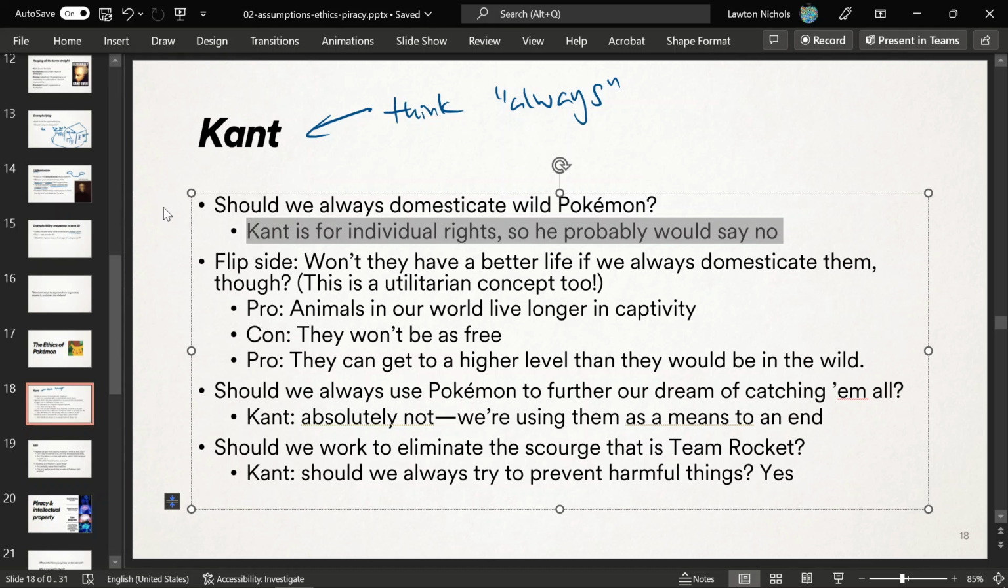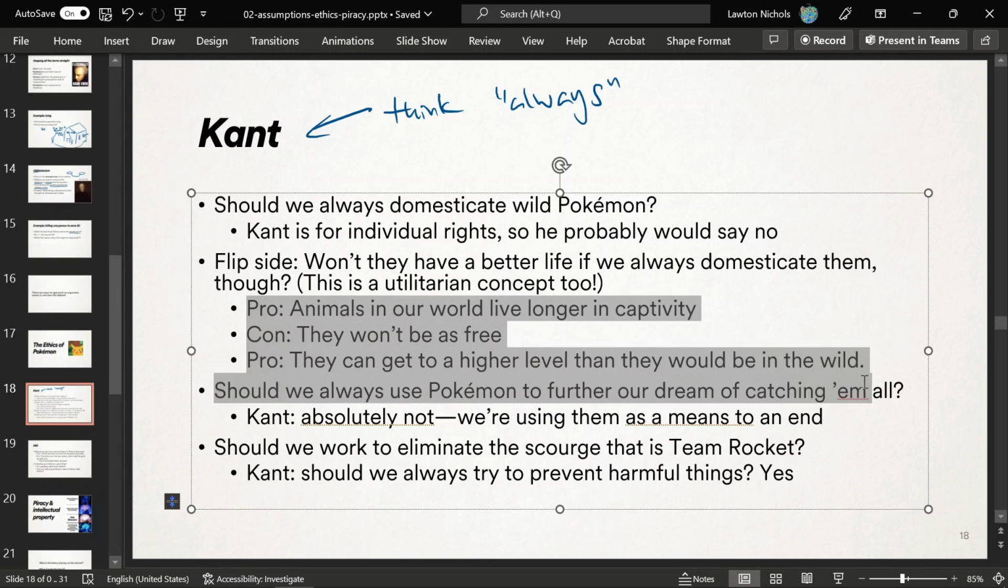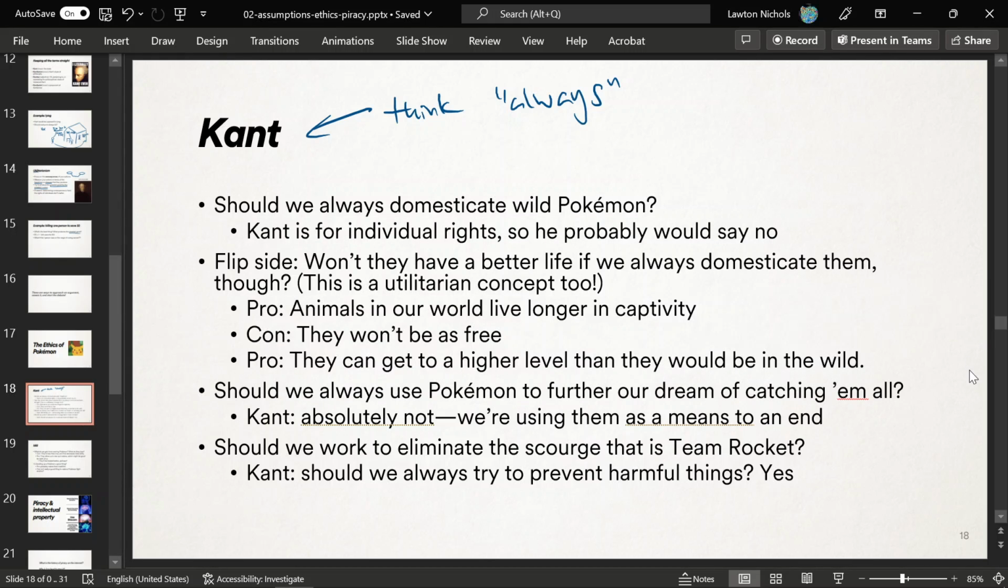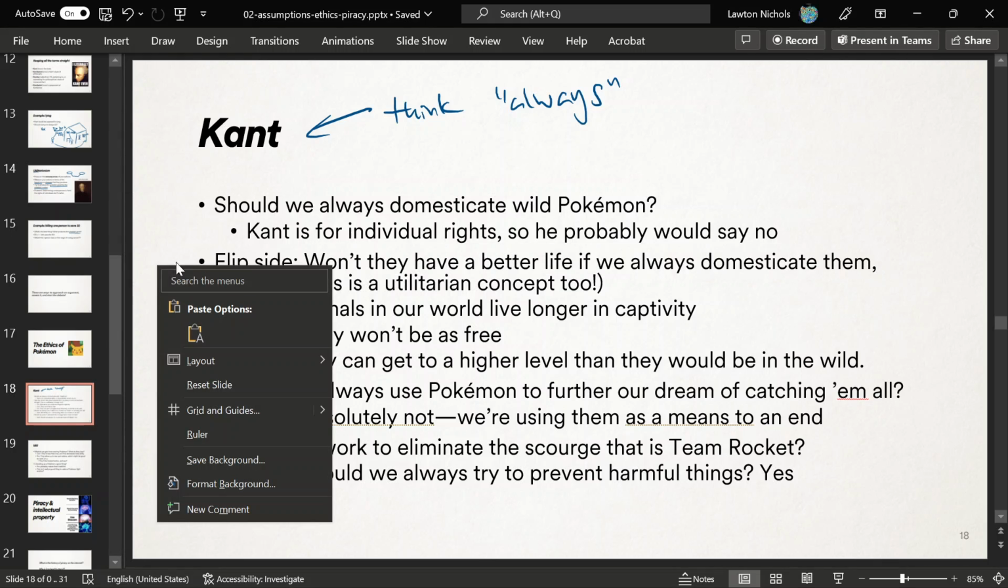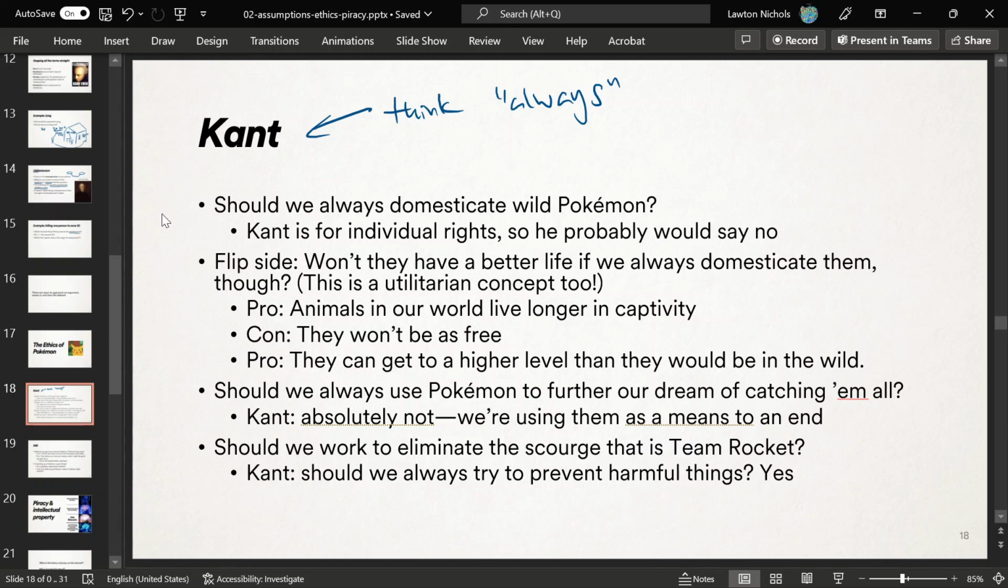Do you see how that's working? That gives us this fuel to start asking these questions. Like, all right, what is the best answer here? Okay, this is also kind of a utilitarian idea as well, because we think about this from the perspective of the Pokemon. Won't they have a nicer life? Even though Kant says this. Okay? And that's how you write an essay. You see how I'm doing that? That's how we're using his idea to fuel the debate.